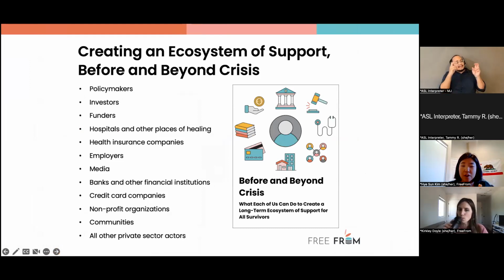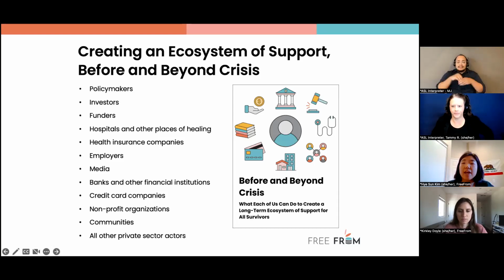We take the data from the Support Every Survivor report and turn it into actionable recommendations for how everybody in society can create an ecosystem of support for survivors before and beyond crisis. We don't believe that support for survivors should end at the police, nonprofit organizations, and government. We believe that everybody in society has a role and responsibility to play. I'm not going to read this slide, but it lists all of the actors that we include in our roadmap, and we have specific recommendations for how each actor can contribute to this ecosystem of support.